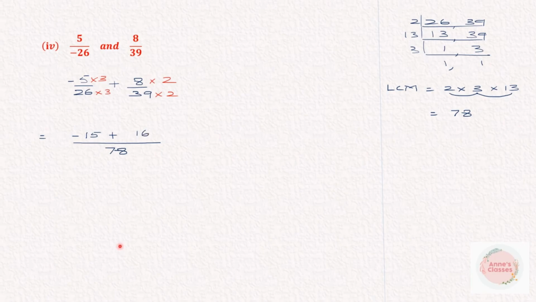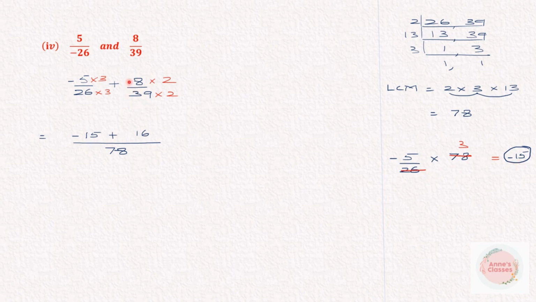Another way of doing it is take whatever fraction you've been given. So let me take that minus 5 by 26 and multiply this with the LCM 78. So here you can cancel 26 into 3 and minus 5 into 3 is minus 15. So here also we've got minus 15. This is another way of doing it. Here you have minus 15, here you have minus 15. So here we did this way and got minus 15. This is another way of doing it and getting it.